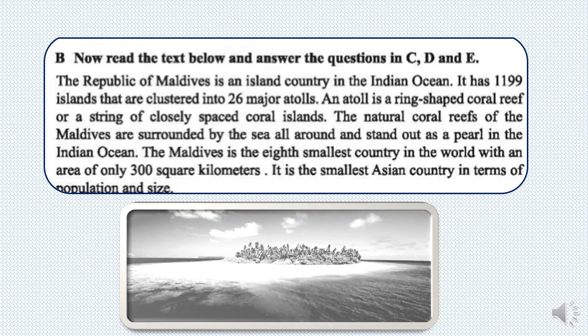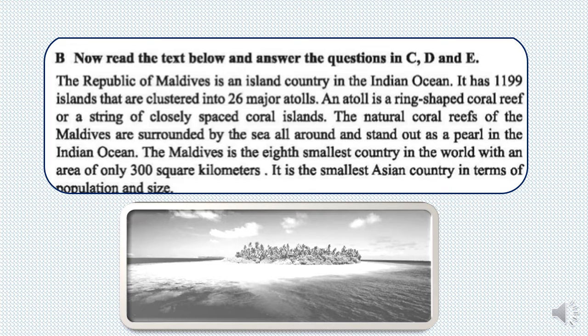Alright, here we have the reading passage. Dear students, you will get the passage in your English for Today book, page number 84. So, let's read the text. The Republic of Maldives is an island country in the Indian Ocean. It has 1199 islands that are clustered into 26 major atolls.